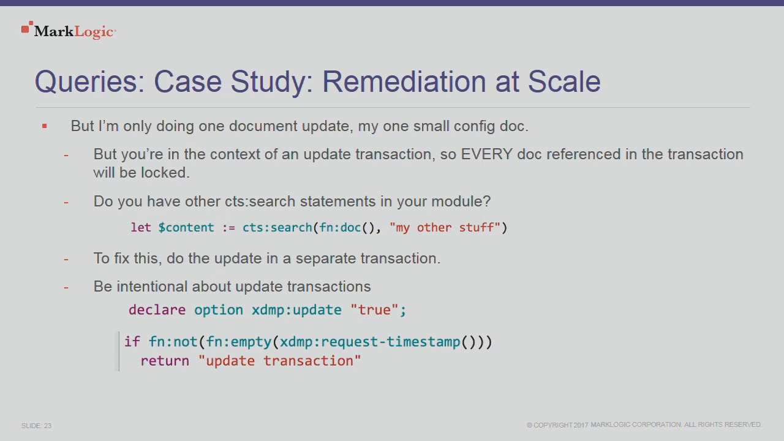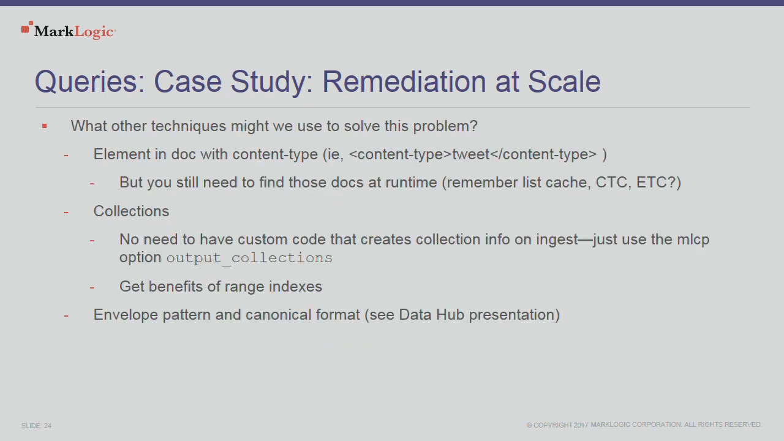So to fix this, you just do it in a separate transaction. So that's one solution. The other thing to think about here is just to be intentional about when you're doing updates versus queries. So you can use this declare option, xdmp:update true, for when you know that you're going to do updates. You can also add an assertion. So xdmp:request-timestamp will be empty if it's a query. So that is another way to kind of get a handle on this.